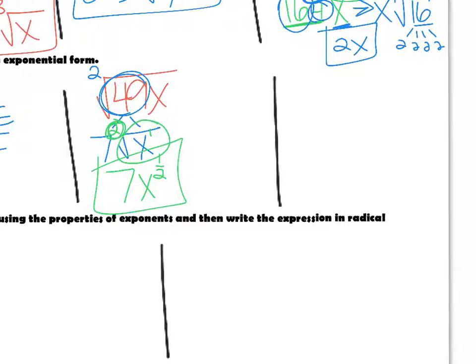All right, one more. Let's do the square root of (3x) to the fourth.